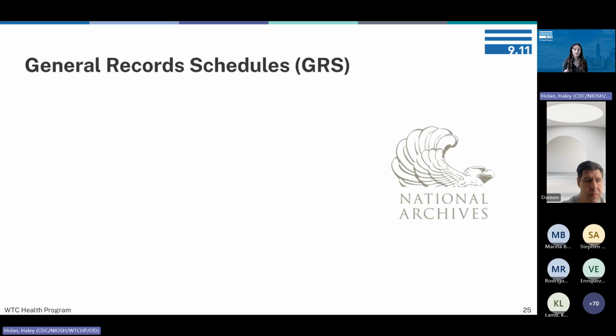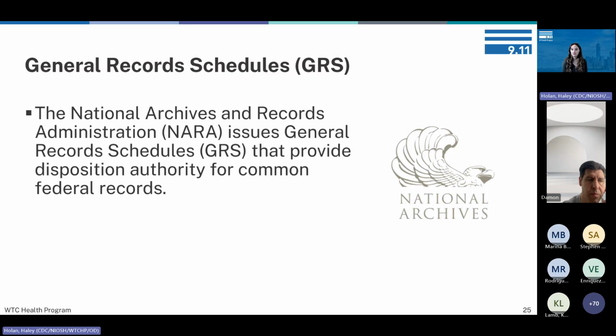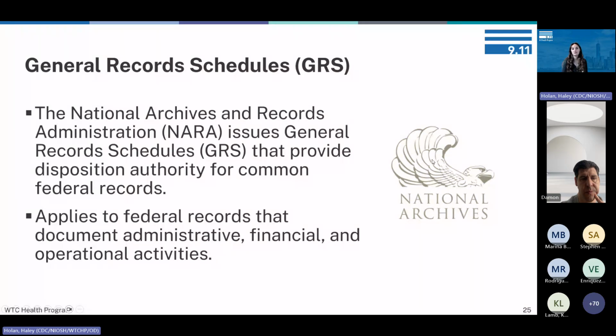So the general record schedule is something that's established by the National Archives and Records Administration. They created these schedules because a lot of agencies have the same types of documents, and they didn't want to duplicate efforts creating separate record schedules. So they came up with these common disposition authorities for federal records that we see across many different agencies. And these apply to federal records that document administrative, financial, and operational activities.